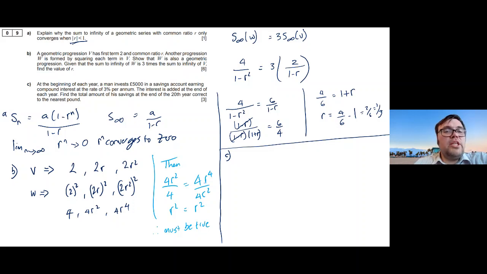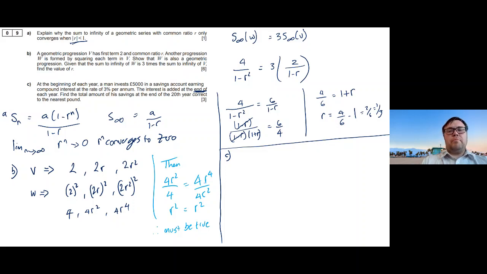At the beginning of each year, a man invests £5,000 in a savings account, earning compound interest at a rate of 3% per annum. The interest is added at the end of each year. That's important. Find the total amount of his savings at the end of the 20th year, correct to the nearest pound. So every year he invests 5,000 into a savings account, and it gives you that sort of compound interest.